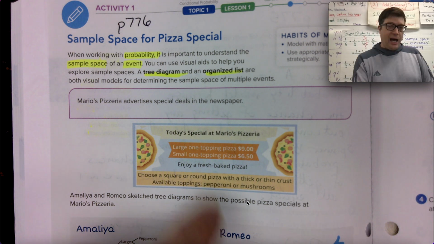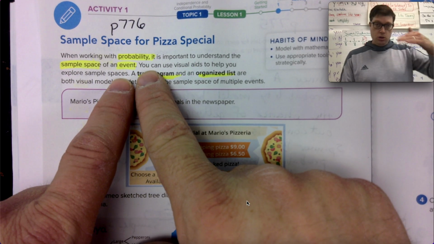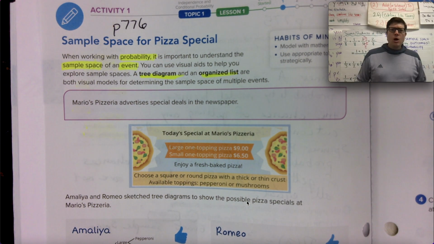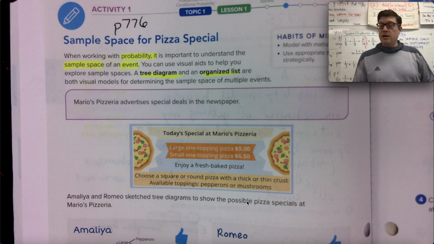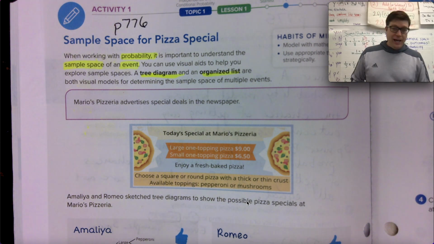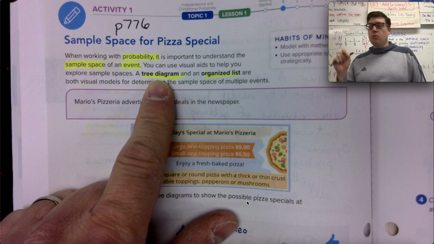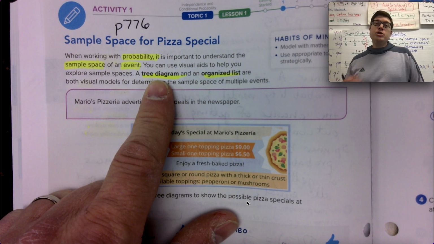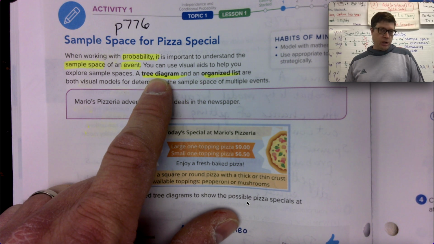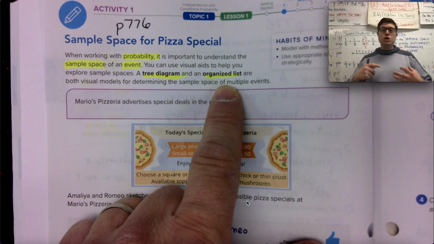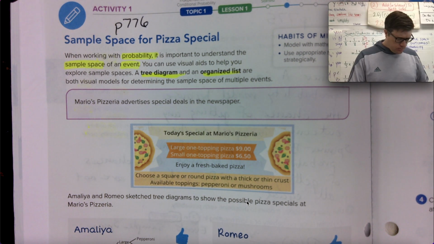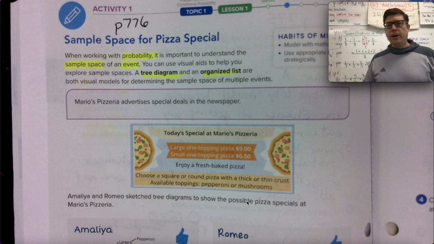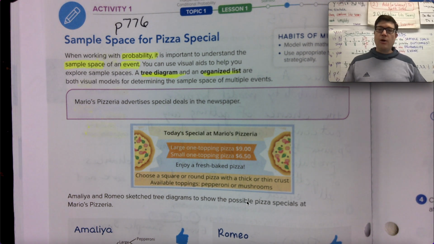Now, if you notice, I did highlight some of the vocabulary from before in this paragraph. We're working with probability. We're understanding the full sample space of this event. The event is ordering pizza. But in our sample space, because there are multiple choices, we should use something called a tree diagram, later on an organized list, that'll help us provide a visual model for determining the sample space of those multiple events. Let's look at what Amalia ordered, and then we'll compare it to how Romeo sketched out their tree diagrams to show the possible pizza specials at the pizza.